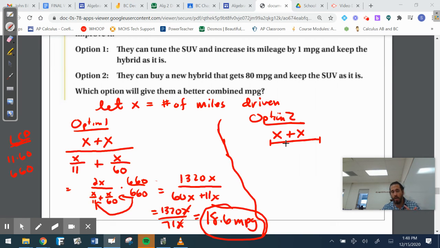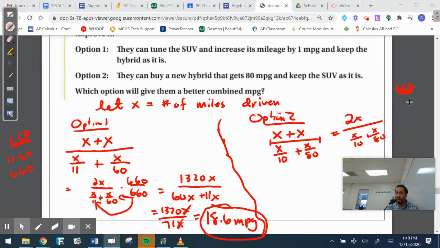Well, we're going to buy a new hybrid, but her car is going to be the same. So since her car is the same, it would be miles over 10 miles per gallon, which would give me gallons. Miles per gallon, that's the whole point. Plus, I've got my new ride that gives 80. All right, so let's find an LCD for that side. The LCD of the top gives me a 2x, that's 2x over 1 if I wanted to write it as a fraction. And I get this on the bottom.